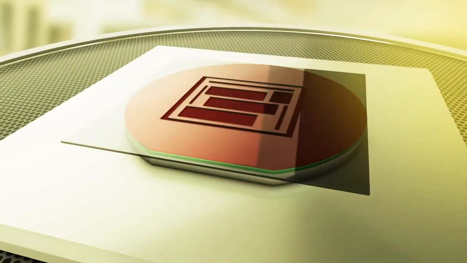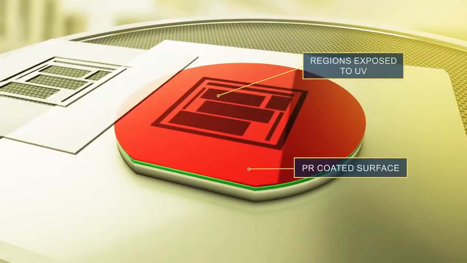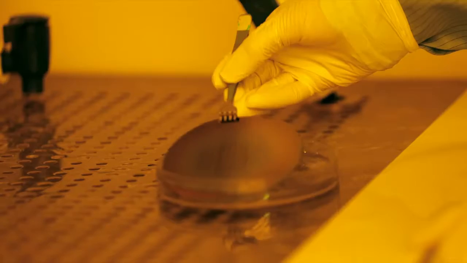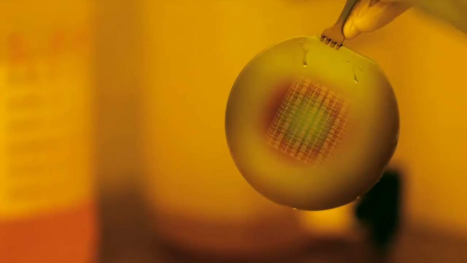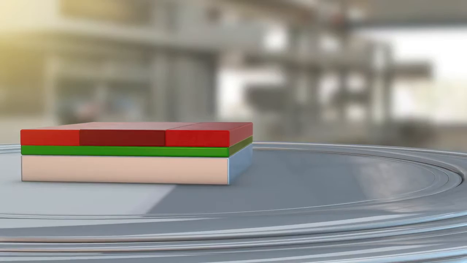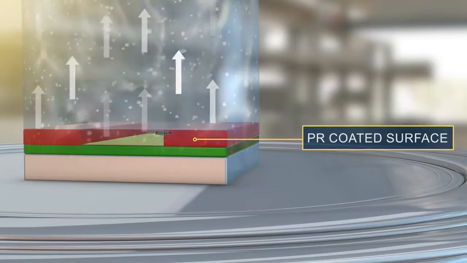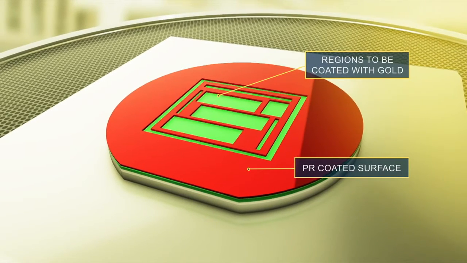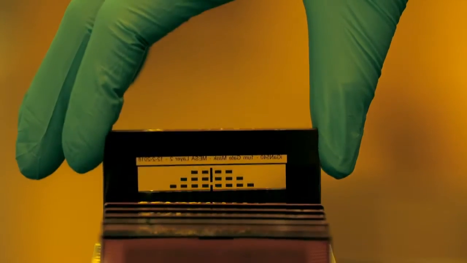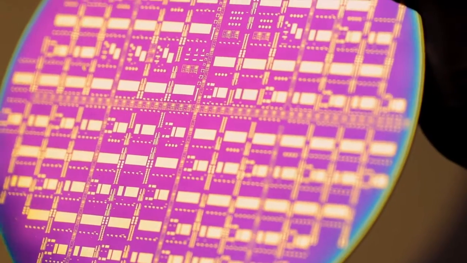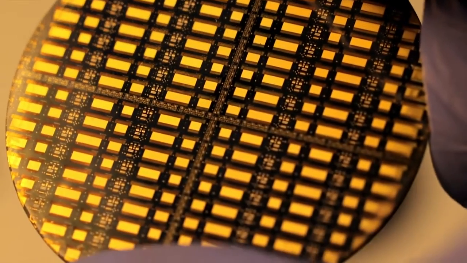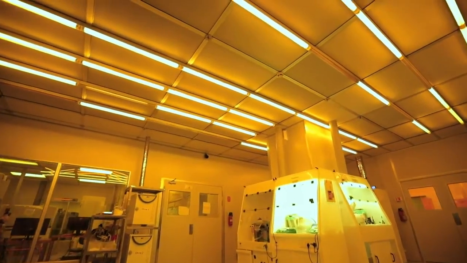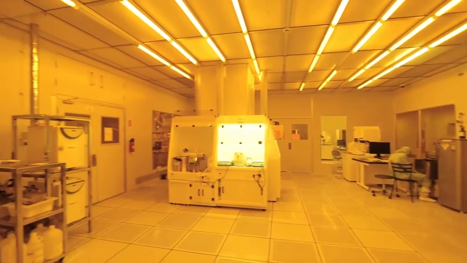It's only in these regions that the PR is chemically altered and hence made soluble in the developer. Voila! We now have a pattern transfer. In these regions from where the PR has been dissolved out and where the CVD material deposited surface is now seen, the metal pad pattern we desire in step 1 will be deposited. Now, you should be able to answer the question as to why the room is bathed in UV-filtered yellow light.